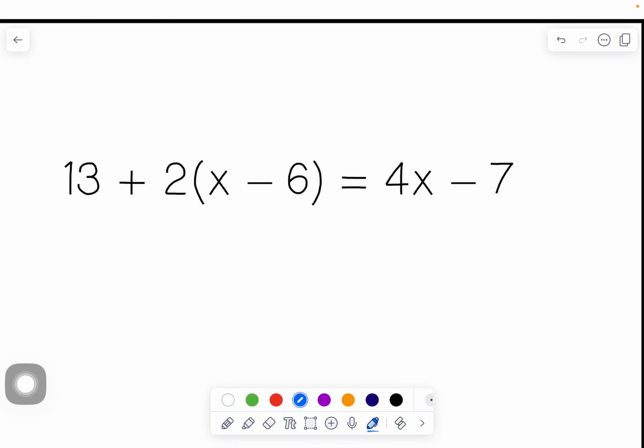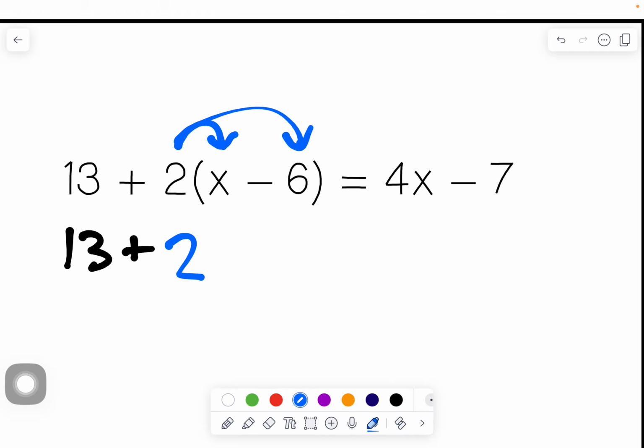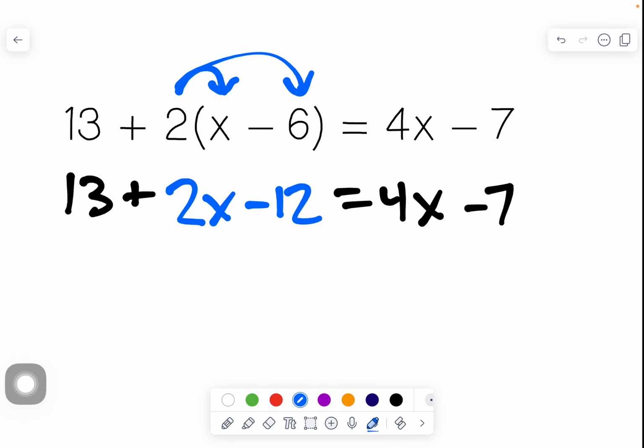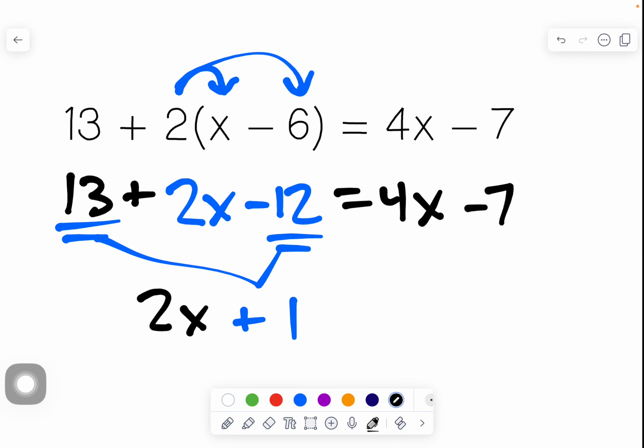longer to get there. So we're going to distribute the 2 first. So I have 13 plus 2x minus 12 equals 4x minus 7. All right, so then I'm going to combine like terms. Remember, don't call me after midnight. So I end up with 2x plus 1 equals 4x minus 7.